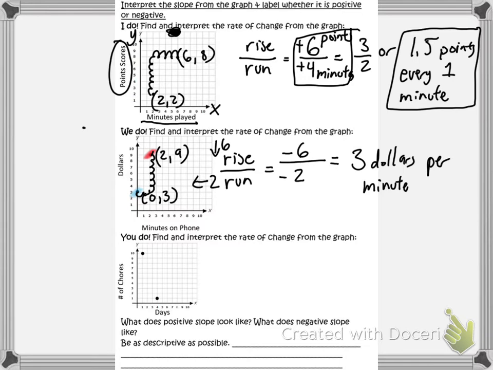So this might be like your phone provider charging you however many dollars per minute. If you're calling internationally, it's expensive. So this example looks like it's going to cost you $3 for every 1 minute.